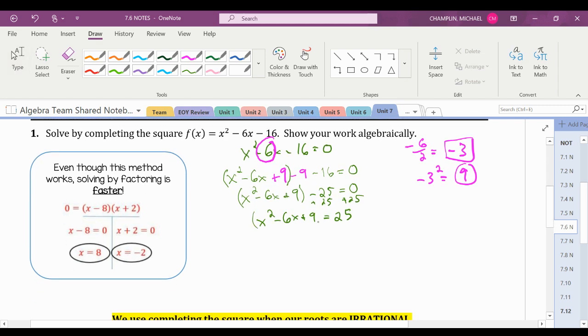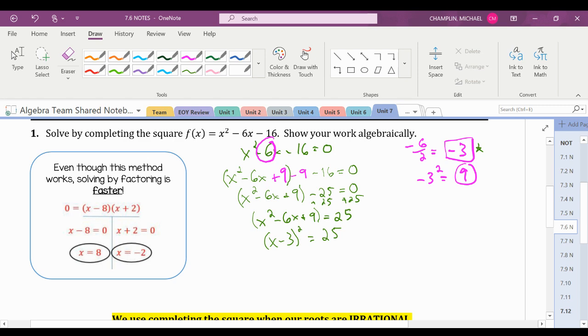And in parentheses, this x squared minus 6x plus 9 is a perfect trinomial. So I can make that a perfect square. And this is where I take that negative 3, because that is the perfect part of the perfect square. So it's going to be x minus 3 squared equals 25, right? Because on the left side, I just did completing the square.